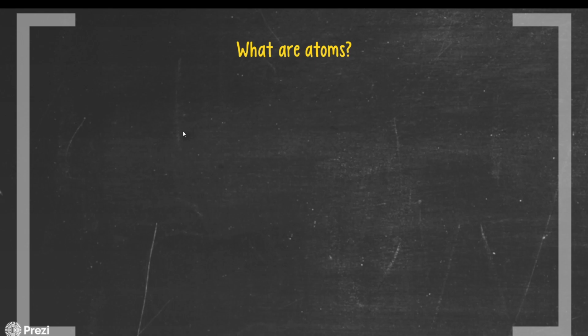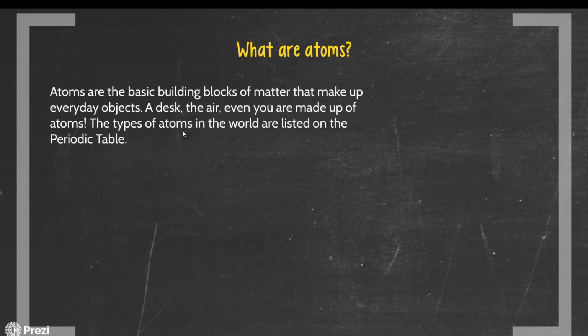And the first question that we're going to answer today is, what are atoms? Atoms are essentially the basic building block of matter, and they are what makes up everyday objects. When we think about common items like a desk, the air, the ocean, everything that we interact with in some way or another is made up of some sort of atom. And we can tell what sort of atoms these things are made up of by looking at them as they're listed on the periodic table.